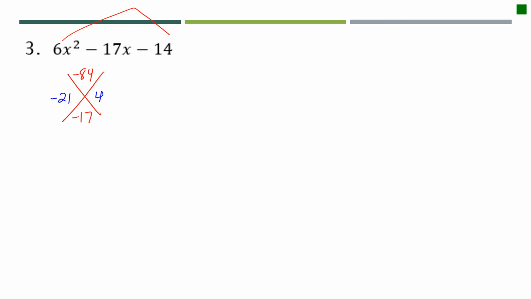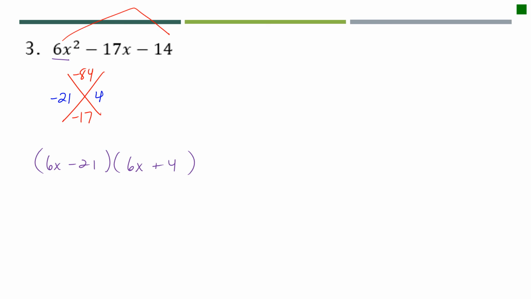So now what I'm going to do is rewrite my parentheses here. So remember that I'm using 6x in each parentheses. That's my first term in each one. And then I'm going to do minus 21 and plus 4.